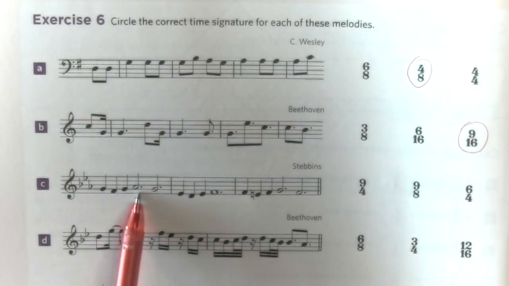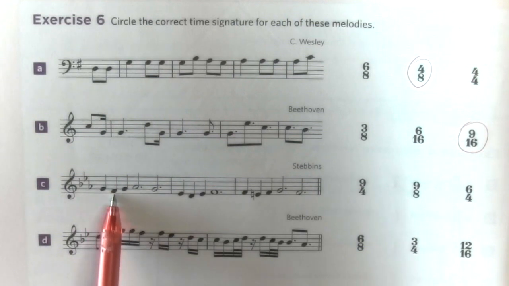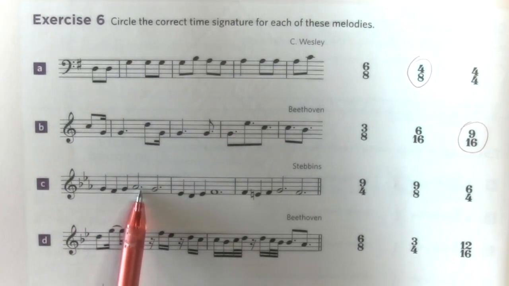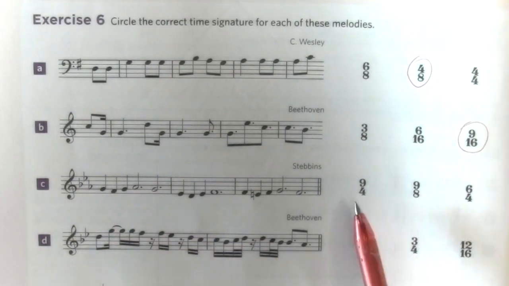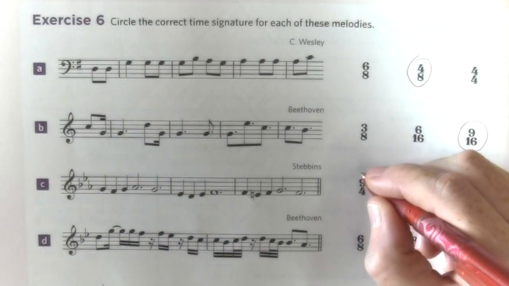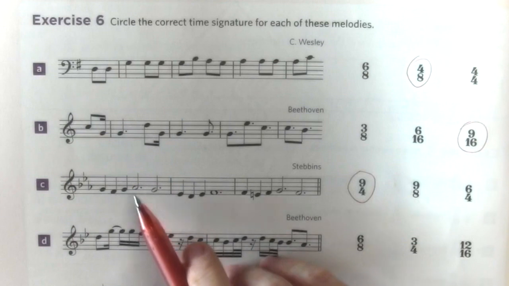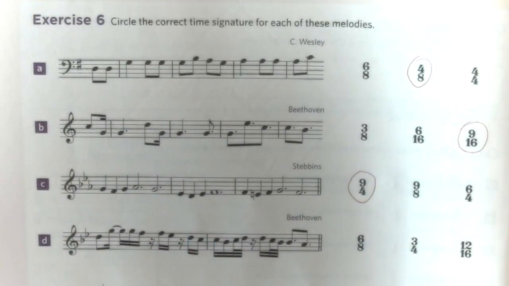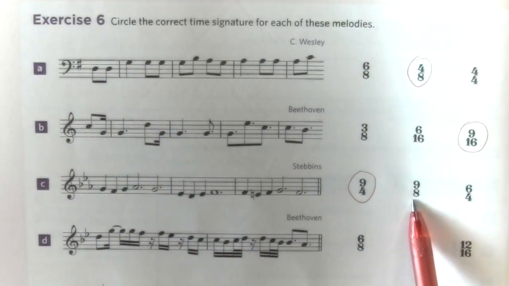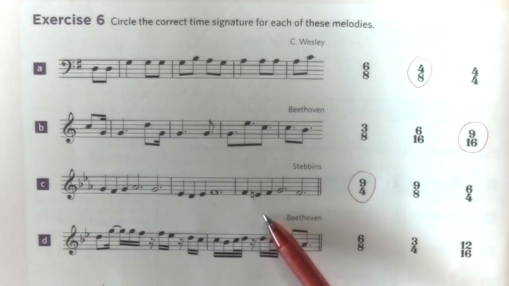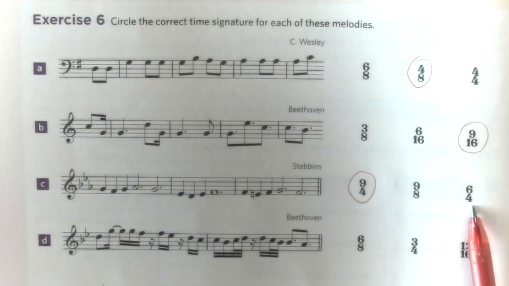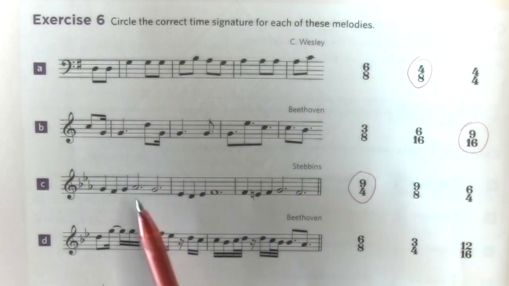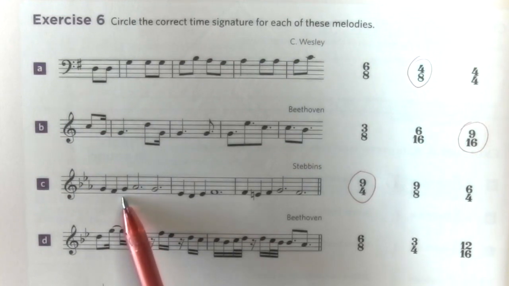Because it's an odd number of crotchets. Also, this is not grouped correctly. 1 and 2 and. So this is not possible. So 9/4, that's the answer. 1, 2, 3, 1, 2, 3, 1, 2, 3. Yes. 9/8 can't be because there's not even a quaver here. And 6/4 is not enough because we have 9 crotchets, not 6.